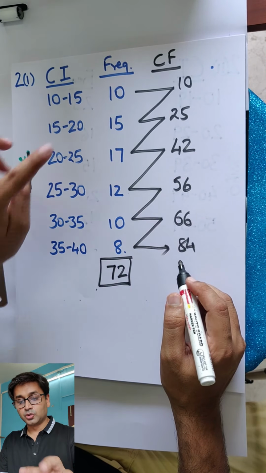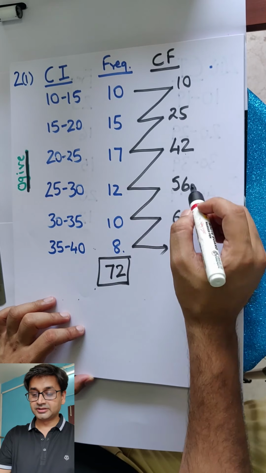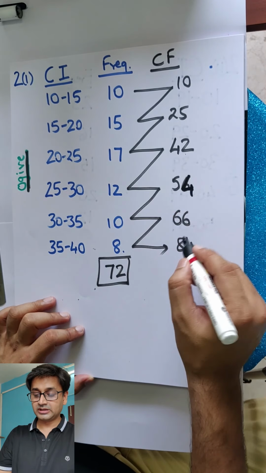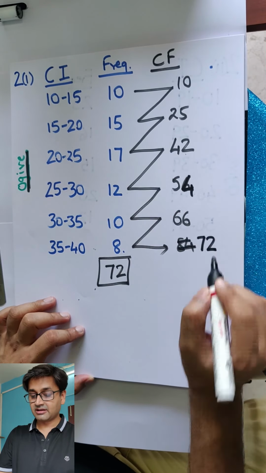72. How did I get 84? I must have messed up somewhere. So 25, 25, 35, 42. Correct. 42 plus 12, 56. 66. 66 plus 8 should be 74. But still I get 4 over here. So where have I messed up? 5 plus 7, 12, 1. Here see 54 once, and second time here 72.